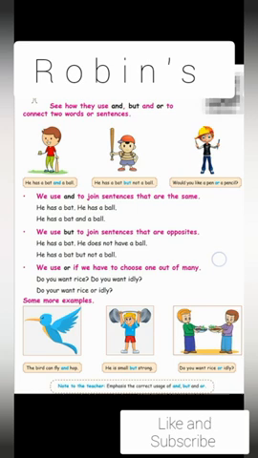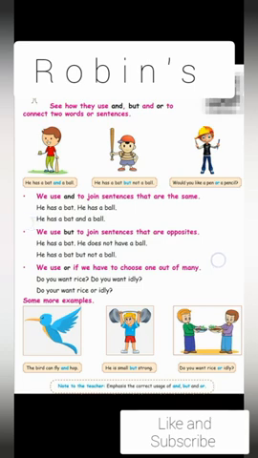So we have joined. See there, now the word is joined here. He has a bat and a ball. And is a conjunction. So we have joined two sentences into one sentence.